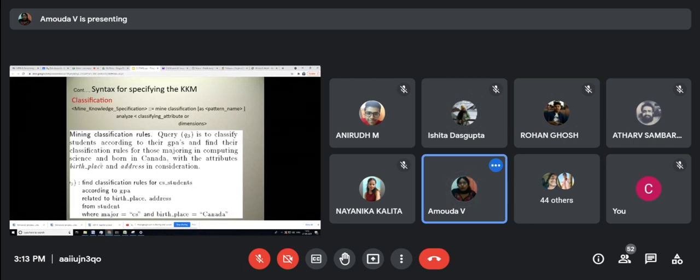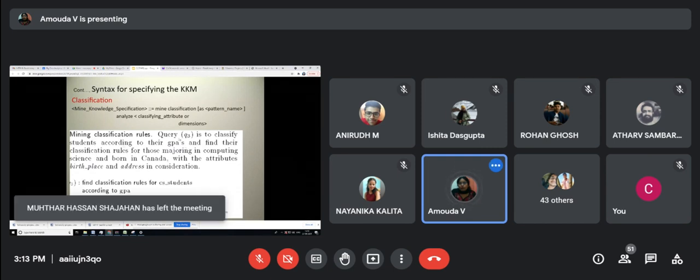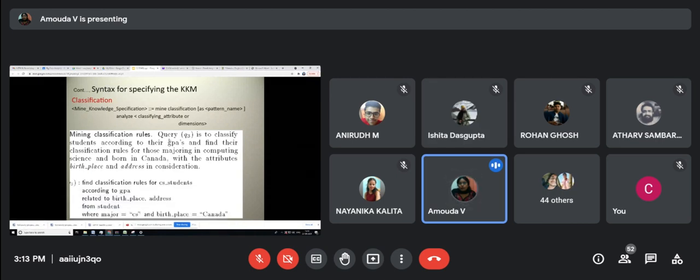Classification for the query. Next, yet another example as you see. Classify the students according to their GPAs. Let me say according to the GPA. Those who have got up to this range, classify them as first class, second class, third class. That's all classification.